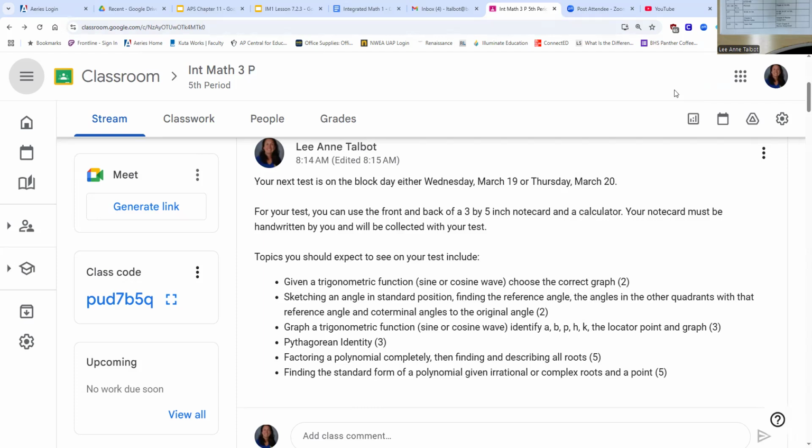Okay, and then the opposite way, finding the standard form of a polynomial given irrational or complex roots and a point. So that means you have to do the boxes, plug in for x and y, solve for A, and then distribute. Anything there that does not make sense? You have a week and a half. So, yeah, I think it's good. I think we've done a lot of it. All right, work on your review assignment for a few minutes. Please and thank you.